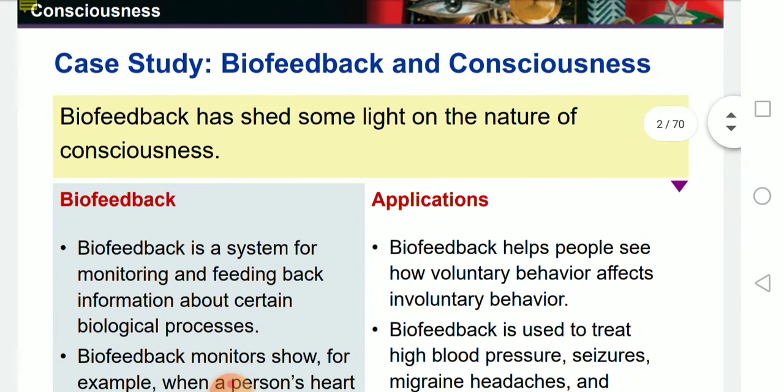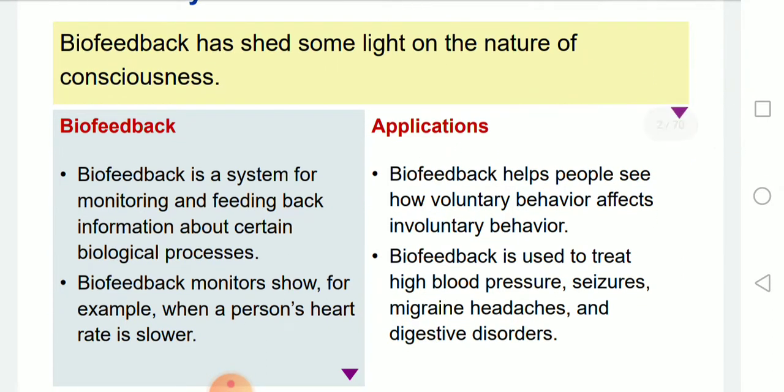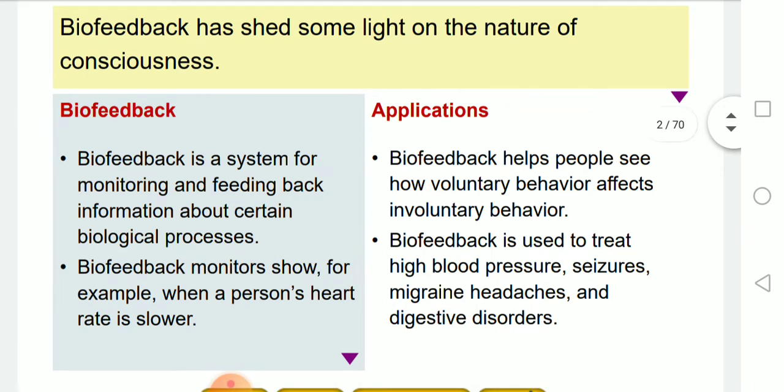So I have here a case study which is called biofeedback. Biofeedback has shed some light on the nature of consciousness. What's biofeedback? It's a system or a technique for monitoring and feeding back information about a certain biological process that happens in your body.